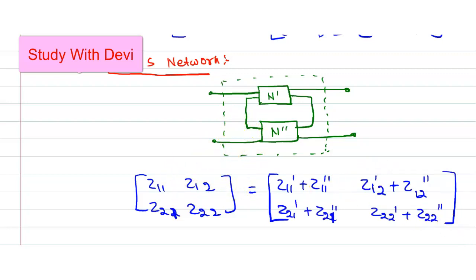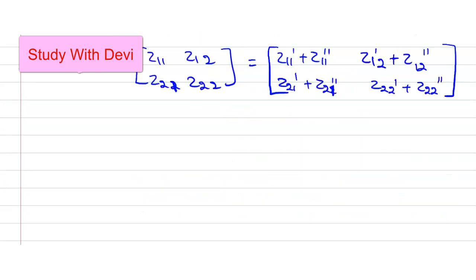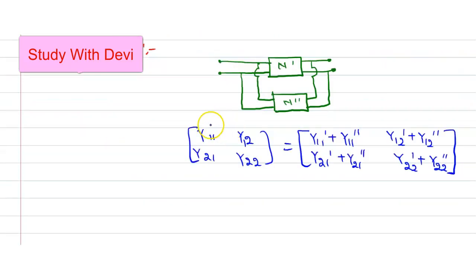Now we can write another, the parallel network connection. Parallel is for the Y parameter: Y11, Y12, Y21, Y22 equal to Y11 dash plus Y11 double dash, Y12 dash plus Y12 double dash, Y21 dash plus Y21 double dash, Y22 dash plus Y22 double dash. This is for parallel connection.